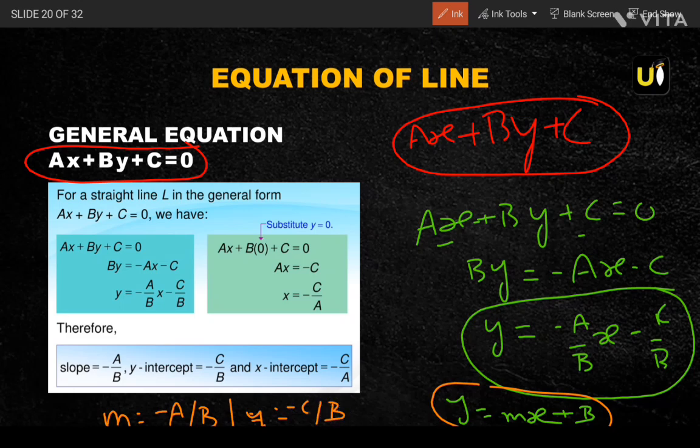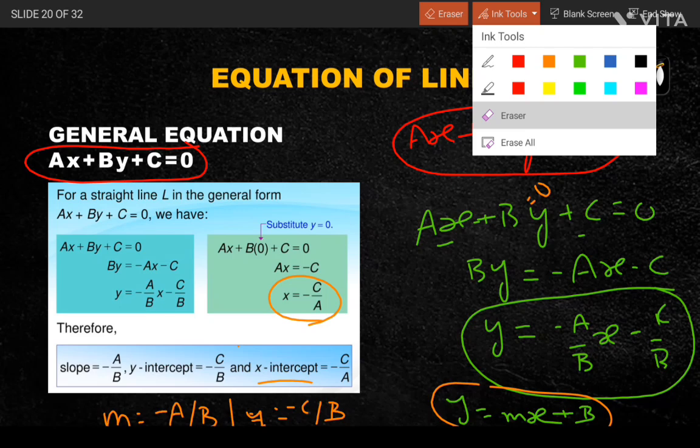Okay, now how to find out the x-intercept? Simply by substituting y is equal to 0 and solving the remaining equation, which will give you the x-intercept. So for a given general equation of a line ax plus by plus c is equal to 0, the slope of the line is minus a by b, the y-intercept is minus c by b, and the x-intercept is minus c by a. Okay.